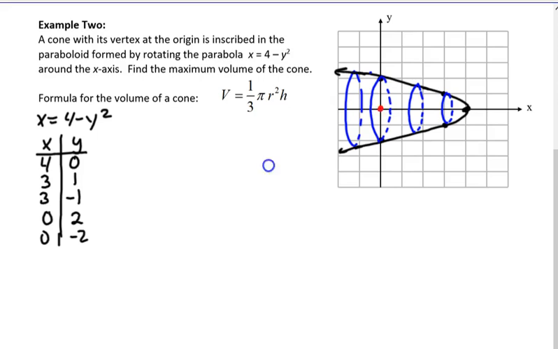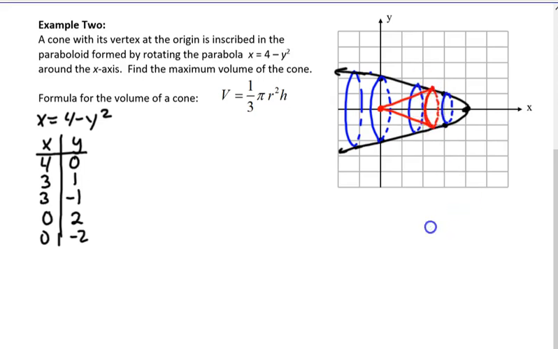So here's the cone with its vertex at the origin, and the cone is inscribed in the parabola. In other words, the edge of the cone is inside the paraboloid. So kind of thinking of like a skinny bowl on top of an ice cream cone. And every point on the top of the cone is touching the inside of the paraboloid. So those edges coincide.